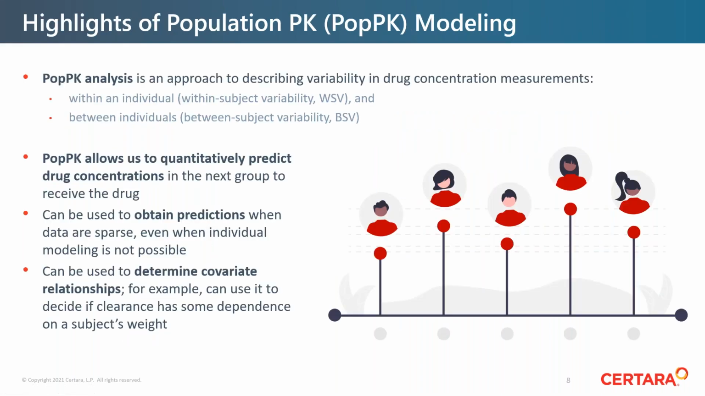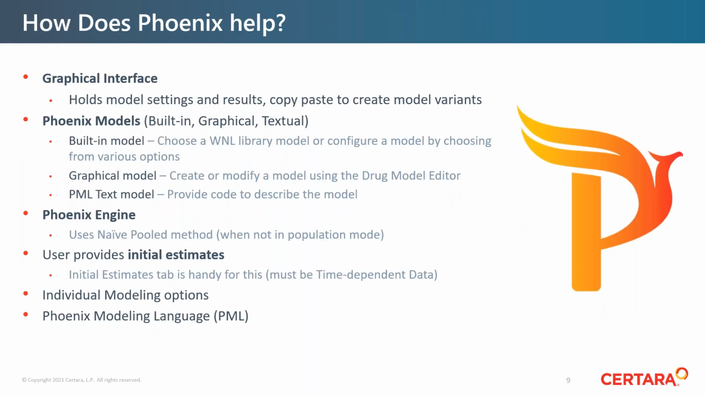So really it's about describing the variability: what's due to within the subject variability and what's due to the between subject variability. And it's the between subject variability that is most interesting, because you can explain that, as I said, with these covariates. It's very powerful because you can use it with very sparse data, which you might not be able to build an individual model on. And most importantly, it's this determining of covariate relationships. How does Phoenix help us do what the FDA and other regulatory authorities suggest?